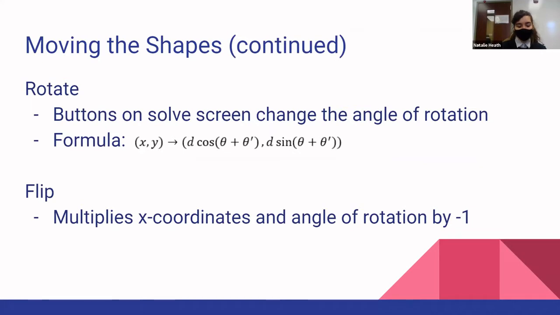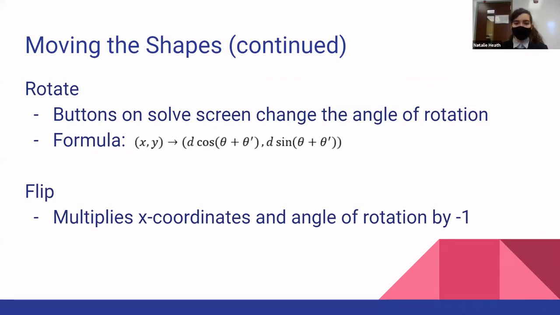Another way that you can move the shapes, in addition to the drag and drop technique, is by rotating them and flipping them. Because our vertices, the ones that make up the first part of the shape info, are formatted as if they were centered around the origin, no translations are necessary to make these two operations work. And as I mentioned before, the buttons on the solve screen are what cause the change in the angle of rotation. And then the formula that we use for our actual rotation function is there on the screen.